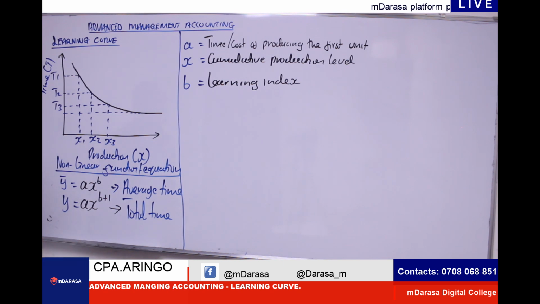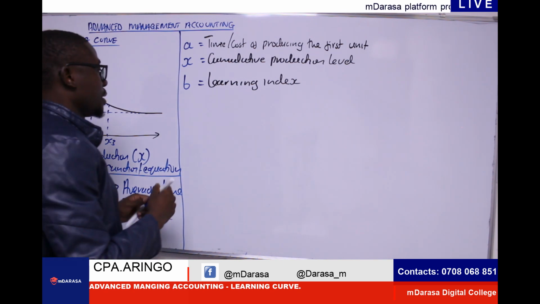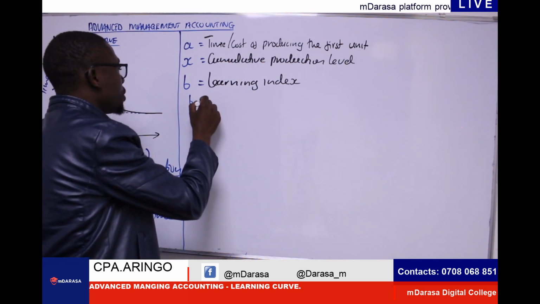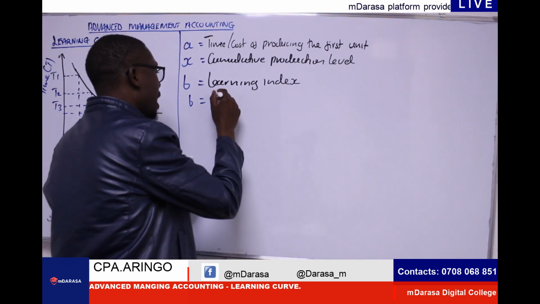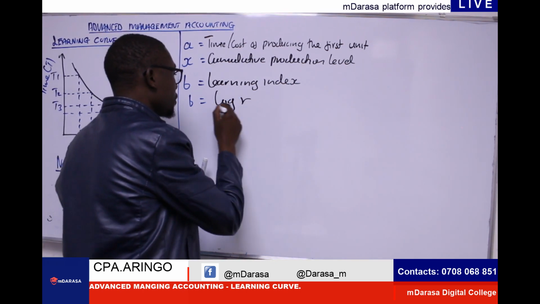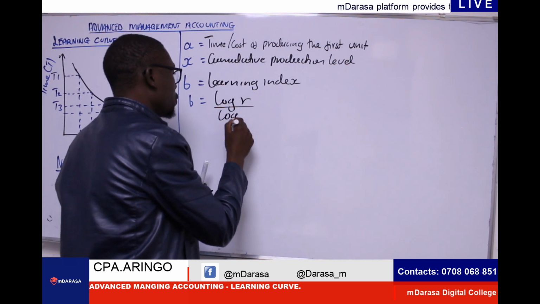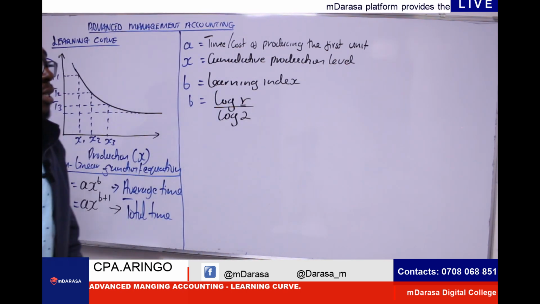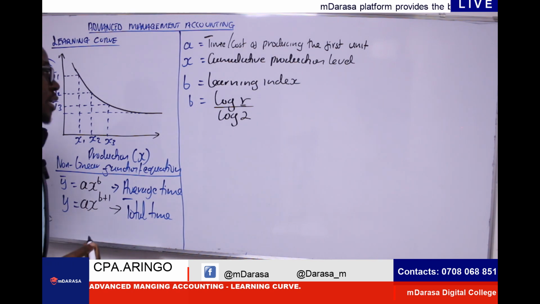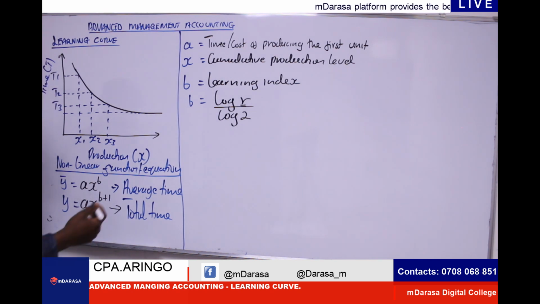And for us to determine our learning index here, which is B, always recall, we'll always be talking of log R divided by log 2. R is simply our learning rate. So we'll be talking of log R, we divide by log 2.